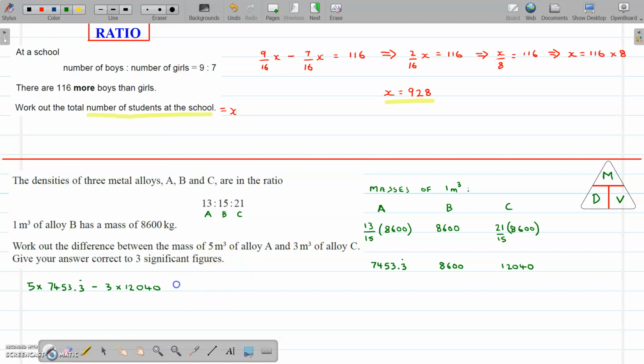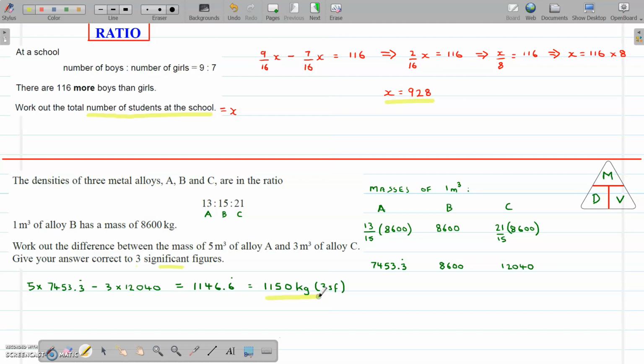1146.6 recurring. And that's the mass, or the difference in mass, between 5 cubic meters of A and 3 cubic meters of C, which is what we've got to find out. And that is equal to 1150 kilograms. Now we put the units in to 3 significant figures, and that's what we needed to present the final answer to. 3 significant figures, and there it is.